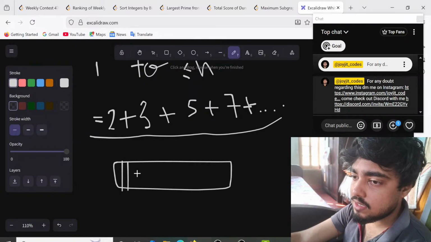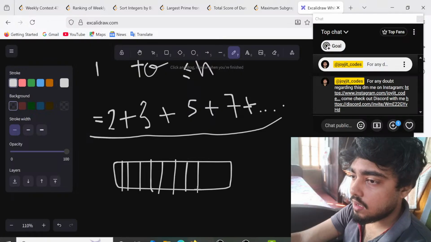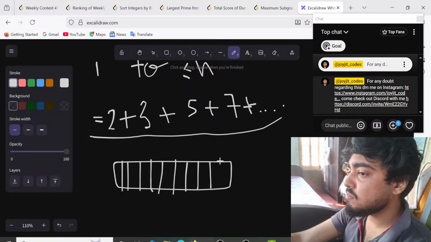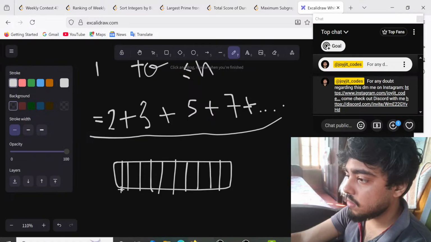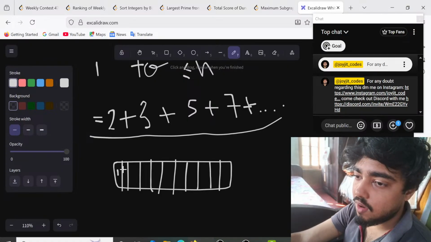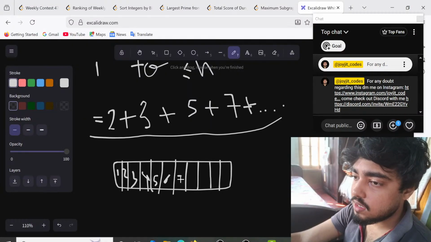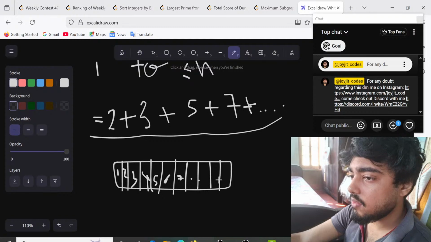It tells that if a number is prime, then all its multiples are not prime. That is a very basic thing that we can say. So 1, 2, 3, 4, 5, 6, 7, and so on, we can write it like this. 2 is prime, so we can remove 4, 6, 8, all these from prime numbers.